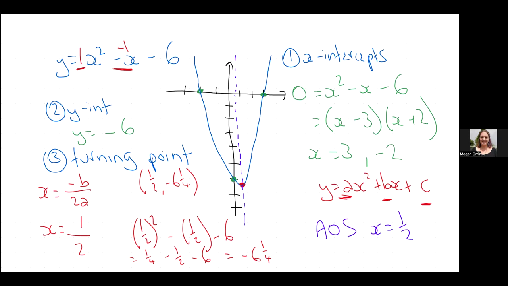All right, let's do another one of those so we can get the hang of it. Let's do a -1.